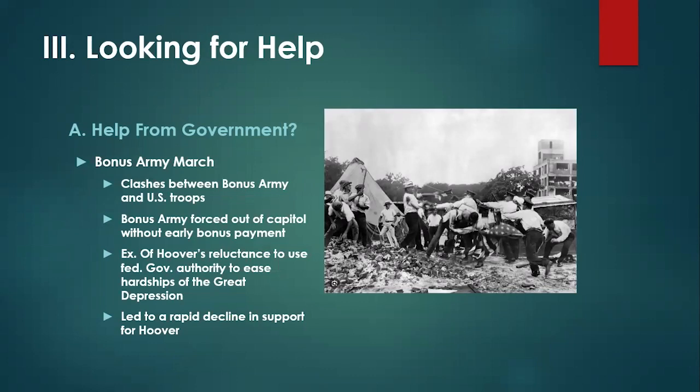This has been described as a war between fathers and sons. Okay, you have on one hand older veterans here trying to demand a bonus for their service in World War I. And the people responsible for kicking them out are younger American soldiers. Okay, they're the next generation of soldiers who are very hesitant to really do what they had to do here. But this did get very ugly. Okay, and the Bonus Army was forced out of the Capitol without receiving their early bonus payment.